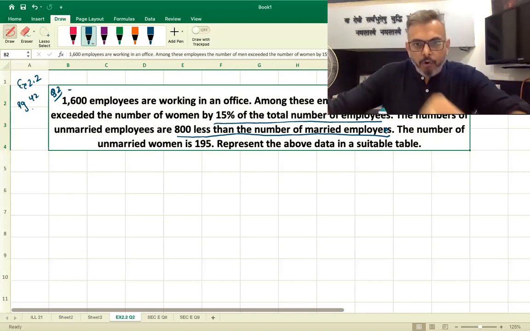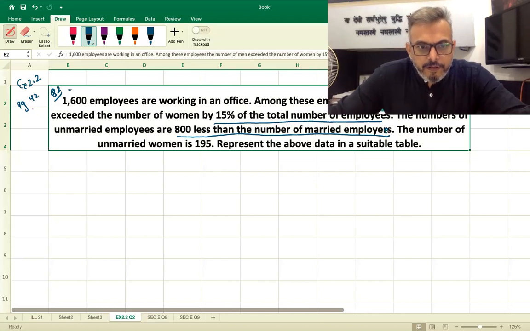Now, what are the attributes? We have men, we have women, we have married, we have unmarried. So these are the only two attributes that we have. So we will be making a simple table. Once again, please read the question once again and highlight important points.